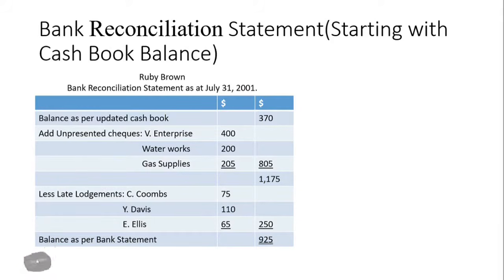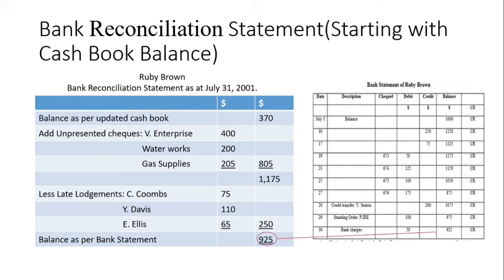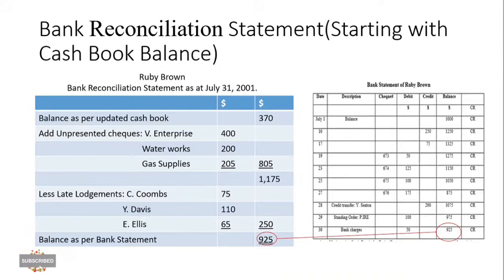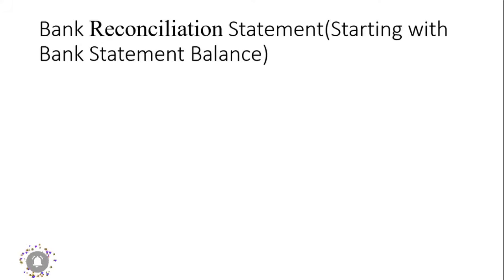And that is now the balance as per bank statement. It is important for you to note that the good thing about a bank reconciliation statement is that you can check back your answer, especially if you are given the cash book and the bank statement. See, balance as per bank statement 925, and look at the balance on the bank statement at the end of the month, 925. So I know right off the bat that my working out is correct, and that's the beauty about the bank reconciliation statement.